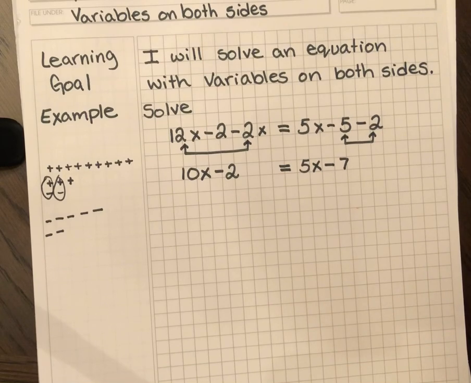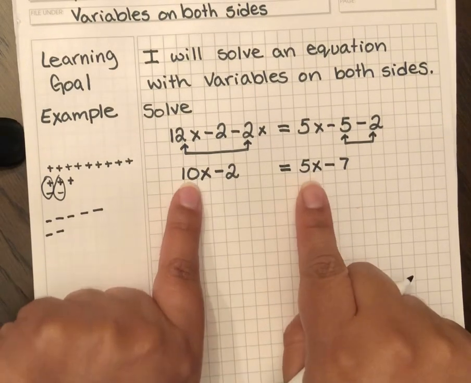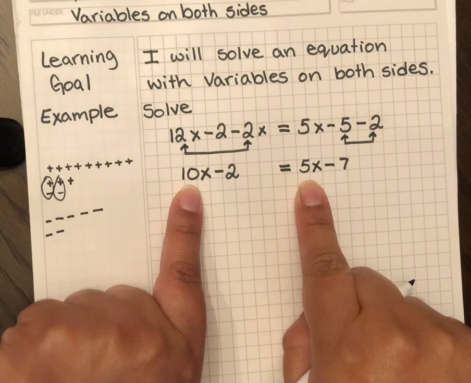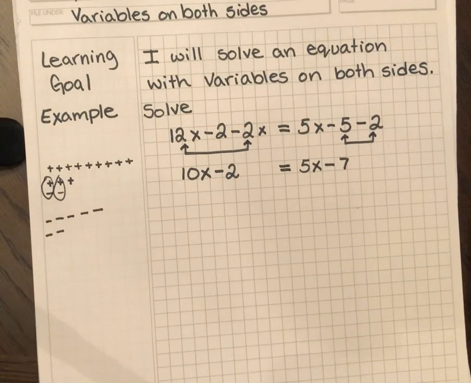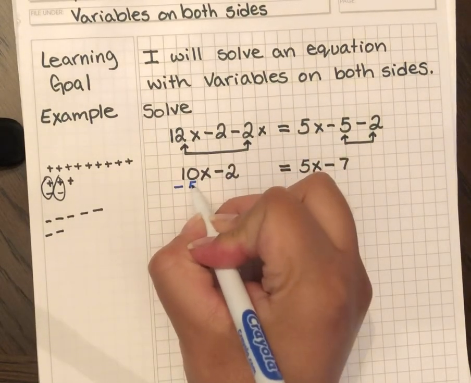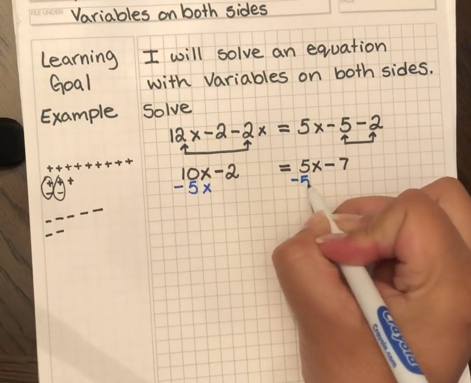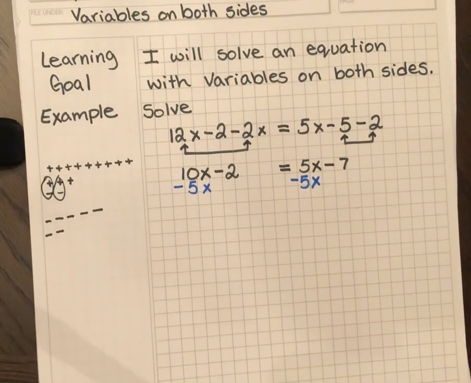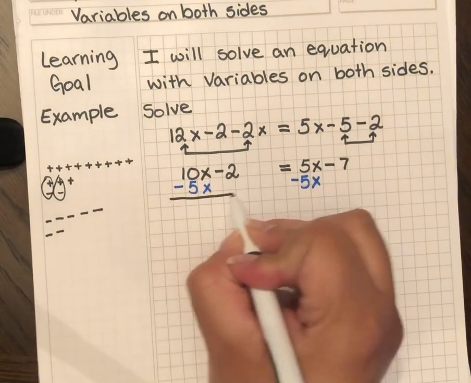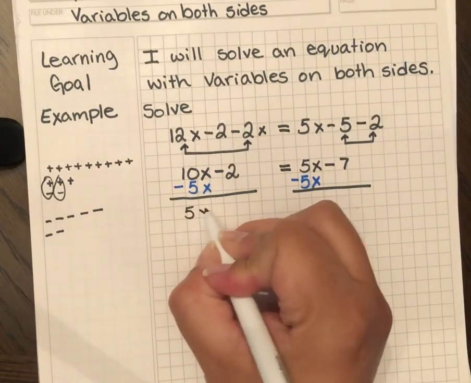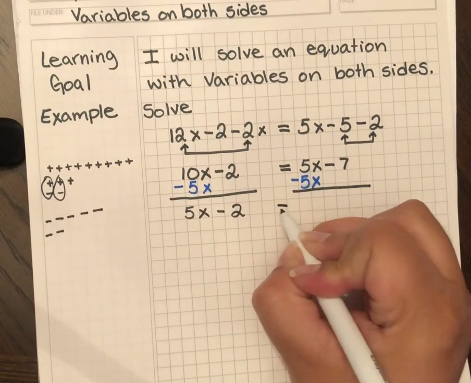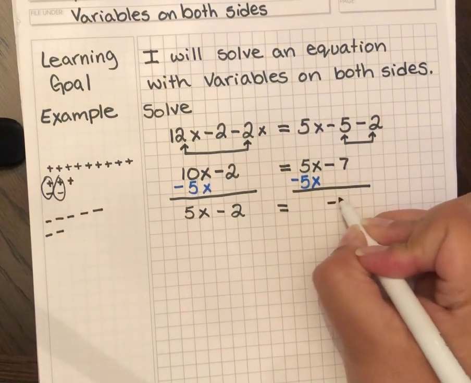Now, what can I do to solve for x? Well, I notice that on both sides, I have x's. And I can take 5 x's from here and 5 x's from here. So I'm going to go ahead and subtract 5x from the left and the right. I'm being fair, so I can remove 5x. So I'm left with 5x and -2, and on the other side, I'm left with -7.